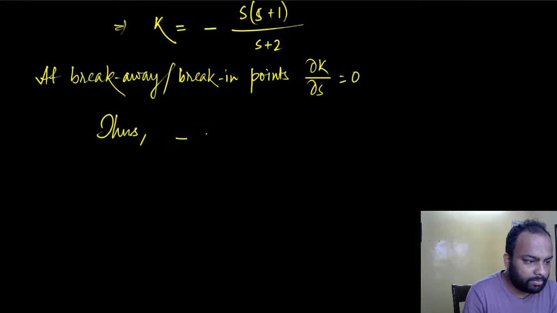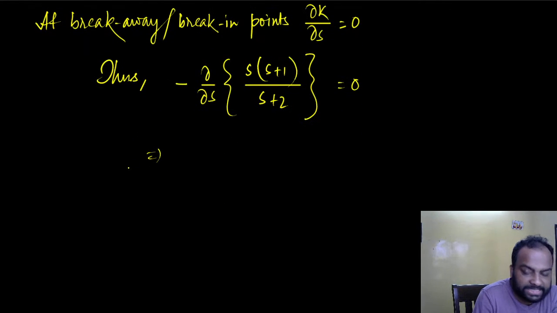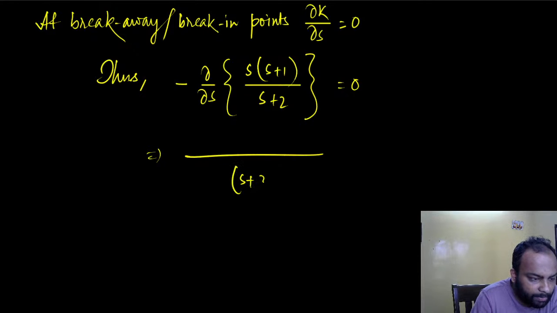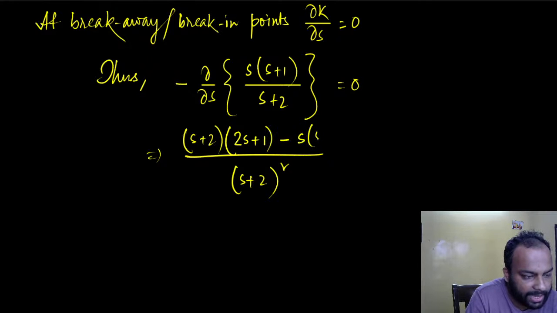So minus del s of this entire thing, s times s plus 1 divided by s plus 2, has to be 0, right? At the breakaway and break-in points. So if I differentiate, this becomes s plus 2 whole square in the denominator, and s plus 2 times the derivative of the numerator, that's going to give me 2s plus 1, and minus s times s plus 1 times the derivative of the denominator, that gives me 1. So that has to be 0.